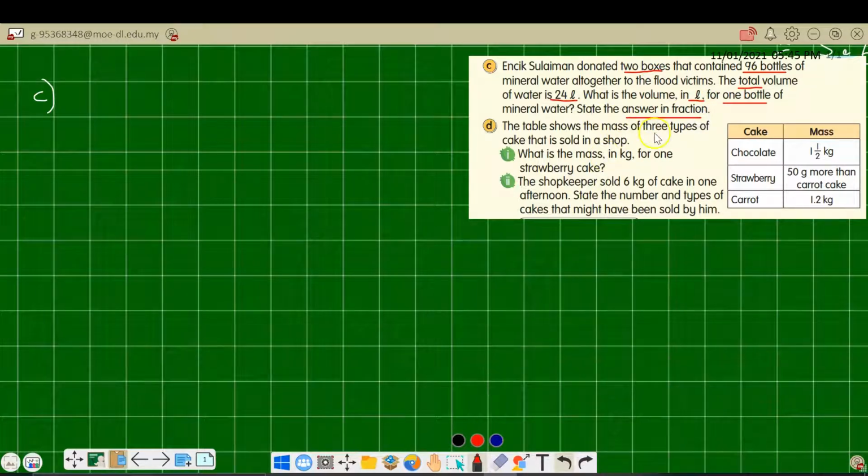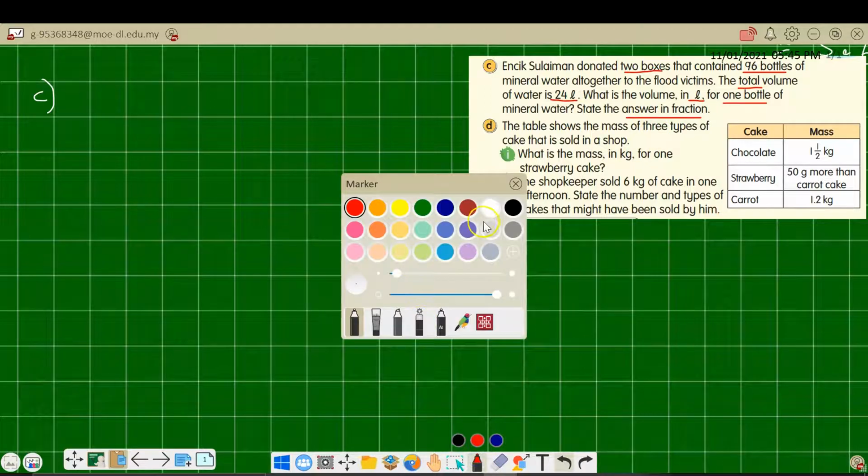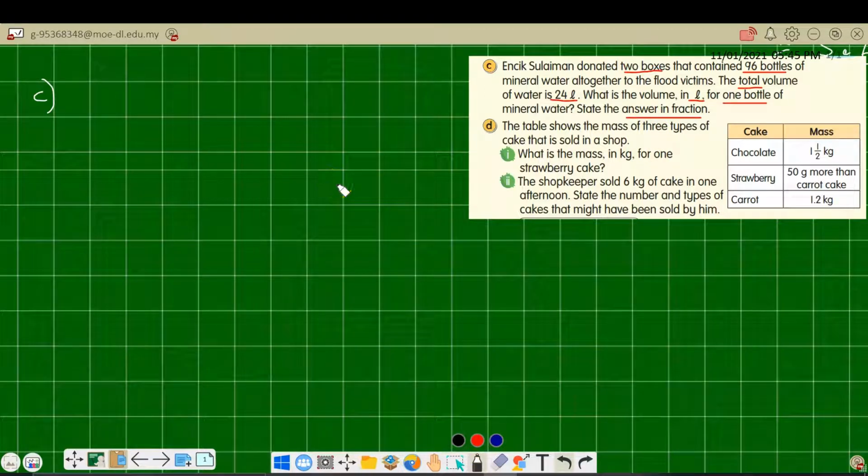So all these are important information you need to highlight so that you don't miss out. Okay. So altogether, 2 boxes that contain 96 bottles of mineral water. So 96 bottles of water equals 24 liters.